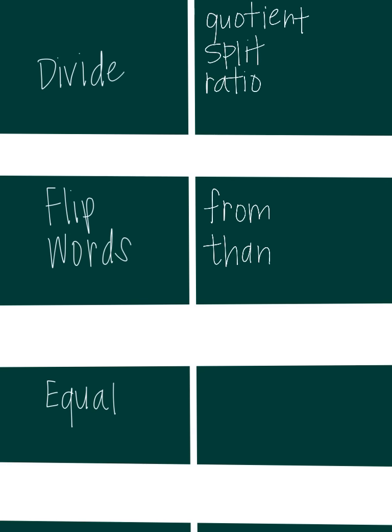Then finally, words that tell you something is equal, obviously equals, is. Beside is, we'll put are and were, because you might see any of those. Maybe even was. Possibly the word yields. And anytime you see these keywords, my suggestion would be to underline or highlight them.